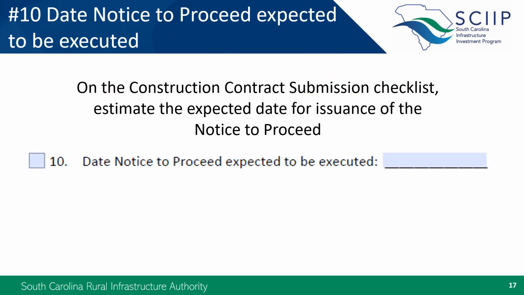The bottom of the submission checklist asks grantees to estimate the expected date for issuance of the notice to proceed. Generally, we expect the project to get underway within 60 days of contract award, so the bid documents should indicate how soon the project will begin. Keep in mind that the number of construction days included in the contract to complete the project should be in advance of the June 2026 deadline to allow enough time for monitoring and closeout of the grant.